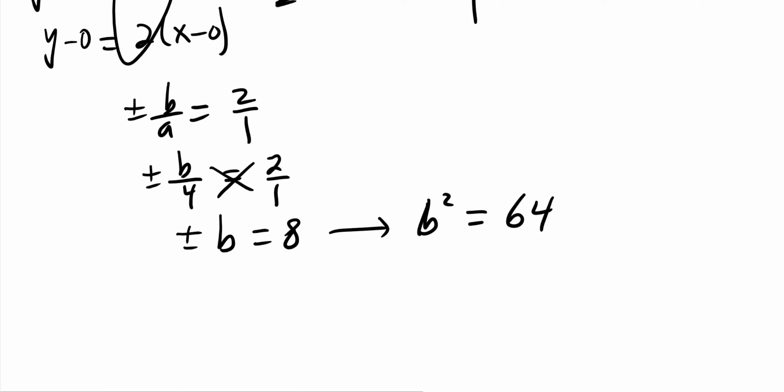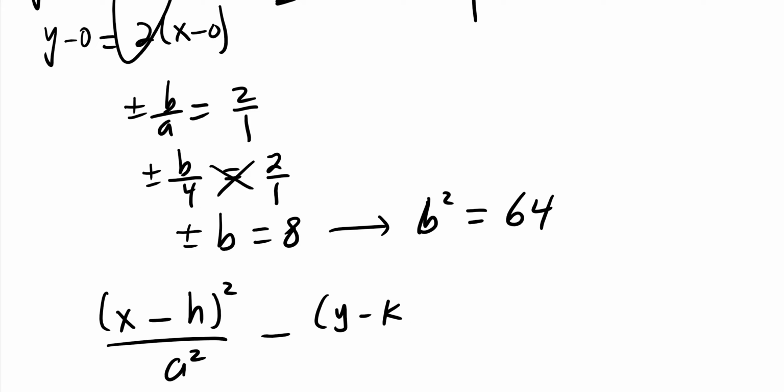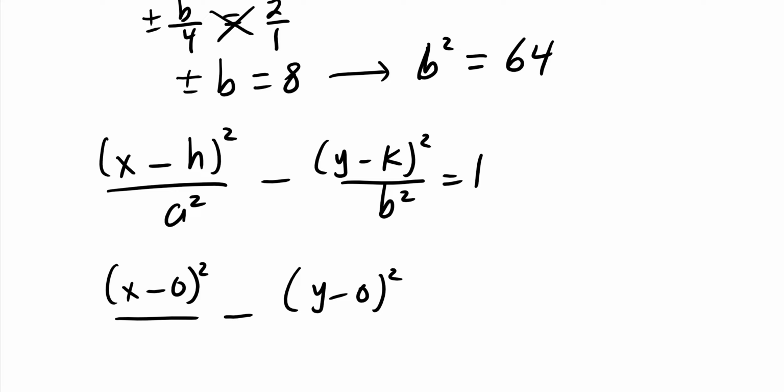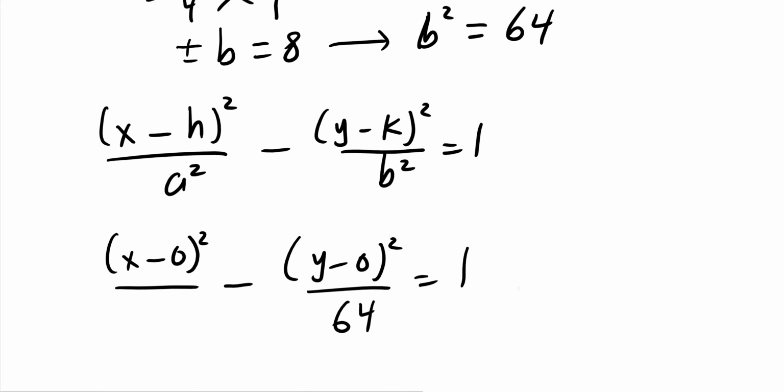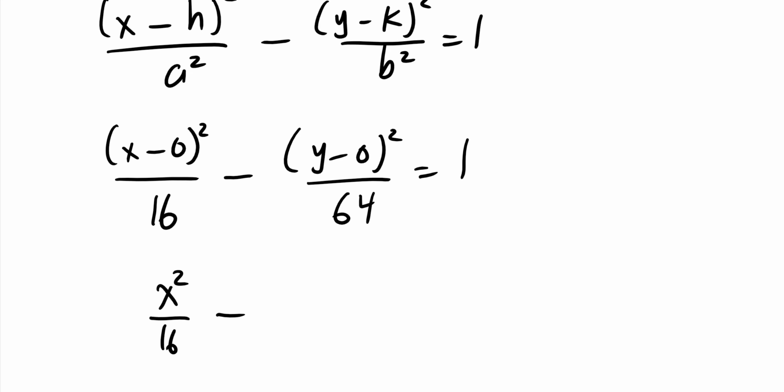So the equation starts with x because it opens to the right and to the left. x minus h squared over a squared minus y minus k squared over b squared equals 1. So we get x minus 0 squared, y minus 0 squared. b squared I found is 64, and a squared is 16. So the final answer is x squared over 16 minus y squared over 64 equals 1.